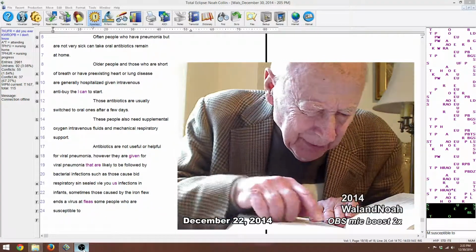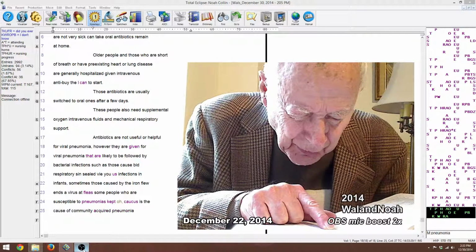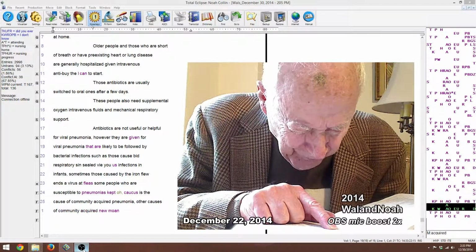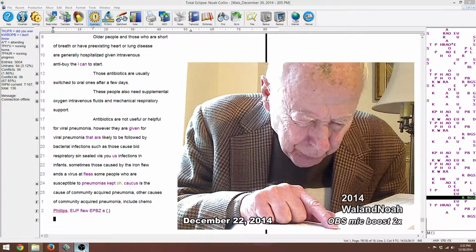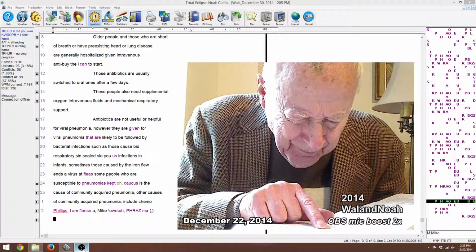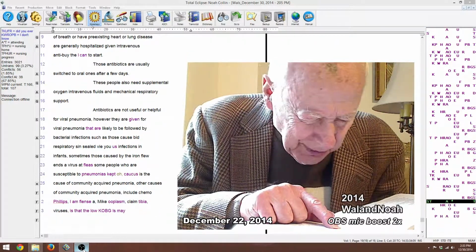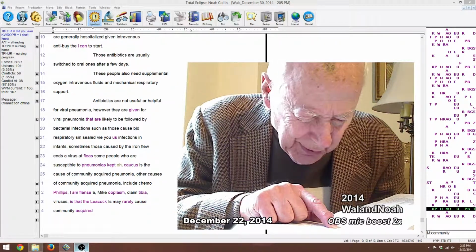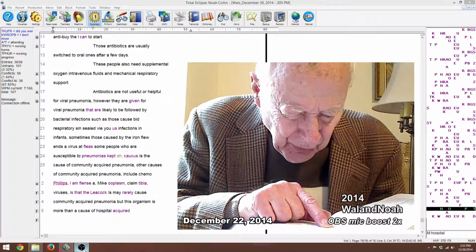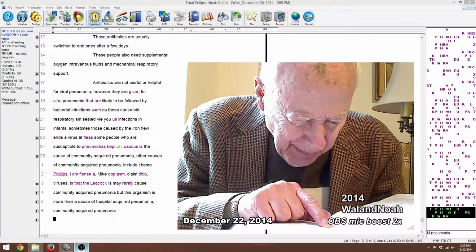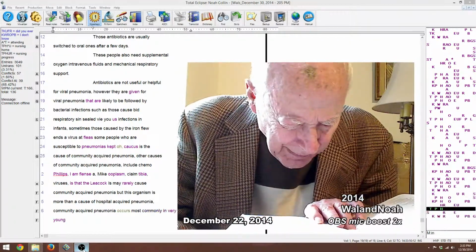Streptococcus is the most common bacterial cause of community-acquired pneumonia. Other causes of community-acquired pneumonia include Haemophilus influenzae, Legionella, Mycoplasma, Chlamydia, and viruses. Staphylococcus may rarely cause community-acquired pneumonia, but this organism is more a cause of hospital-acquired pneumonia. Community-acquired pneumonia occurs most commonly in very young and very old people.